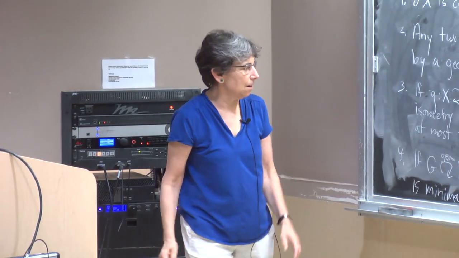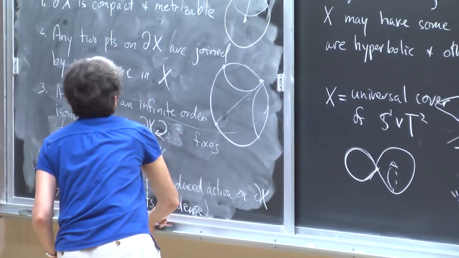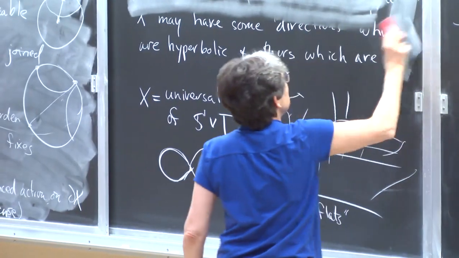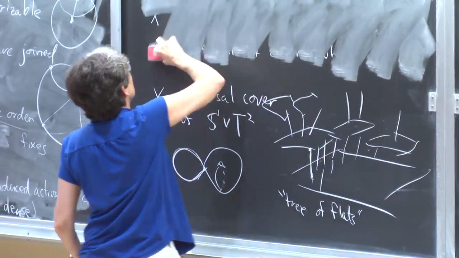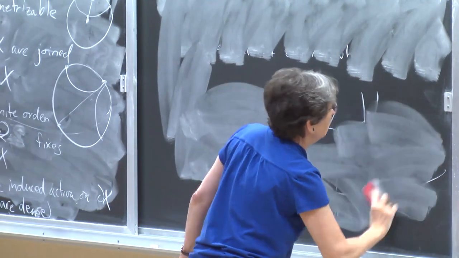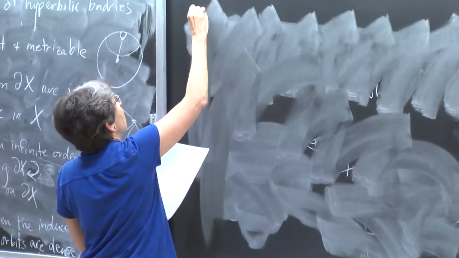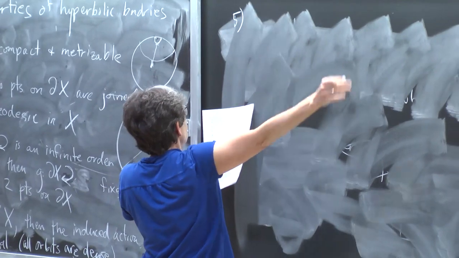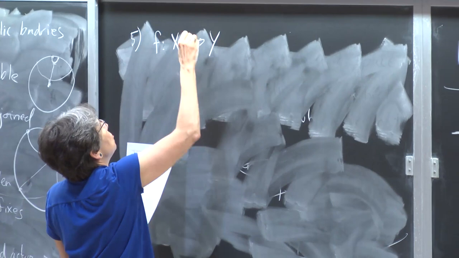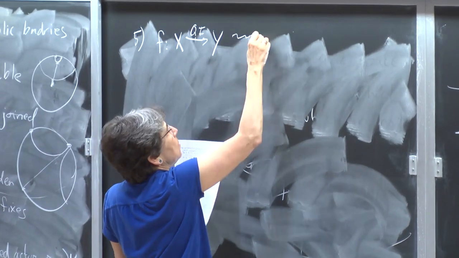Okay, so that's another key property, and the last one is a strengthened version of the one I already wrote on here. It turns out that there is a kind of converse of that. So the last property is 5. I already said in that theorem over there that if f mapping X into Y is a quasi-isometry, then this is Gromov's theorem.